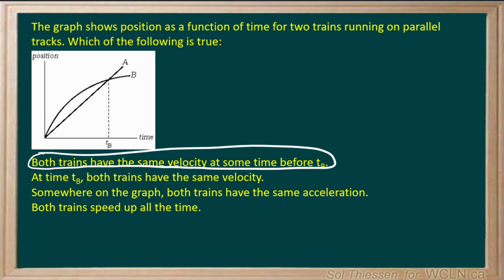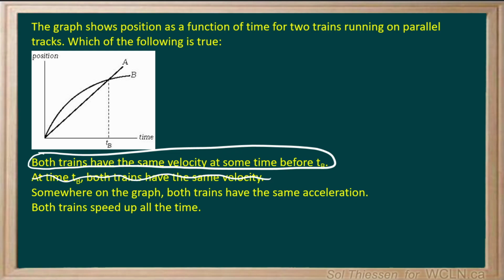Next, let's look at the rest of the options just to be sure we don't miss anything. So we have at time tb, both trains have the same velocity. Well, as I already mentioned, the velocity of train B, or the slope of the line tangent to train B's curve at tb, is less than the slope of the line representing train A's motion. So this statement is not true.